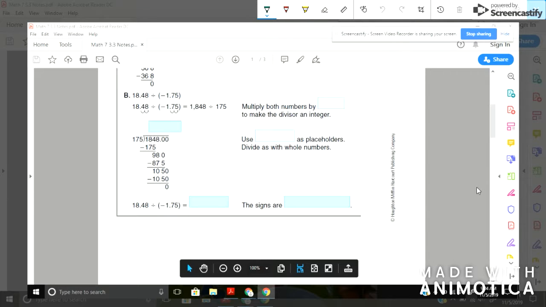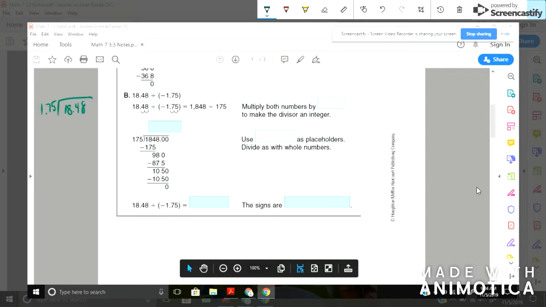Okay? So I've got 18.48. My first number goes inside my long division sign, divided by 1.75. And like I told you before, we need to get this divisor to be a whole number.